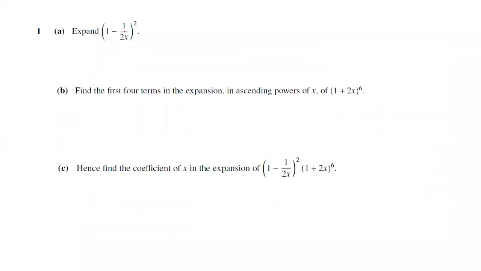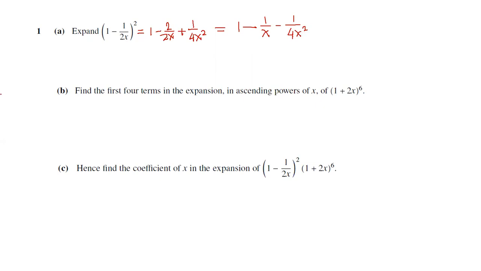Expand (1 minus 1 over 2x) squared. According to the quadratic expansion rule, it becomes 1 minus 2 over 2x plus 1 over 4x squared. Or we may simplify, it becomes 1 minus 1 over x plus 1 over 4x squared.